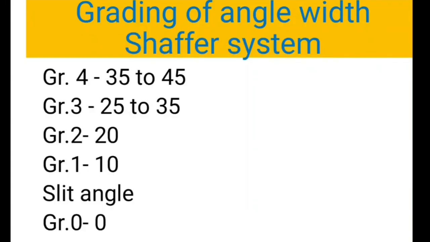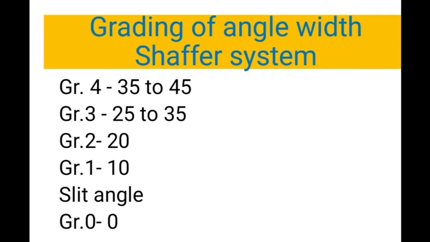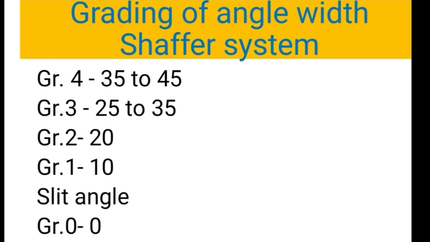So how do you grade the angle structures? We have two types of system to grade the angle structures, the Schaffer system and the Spaeth system. But the Schaffer system is most widely used. In the Schaffer system, it records the angle in degrees between two imaginary lines, okay, which are tangential to the inner surface of the trabeculum and the anterior surface of the iris. In the Schaffer system, the angles are graded from 0 to 4.